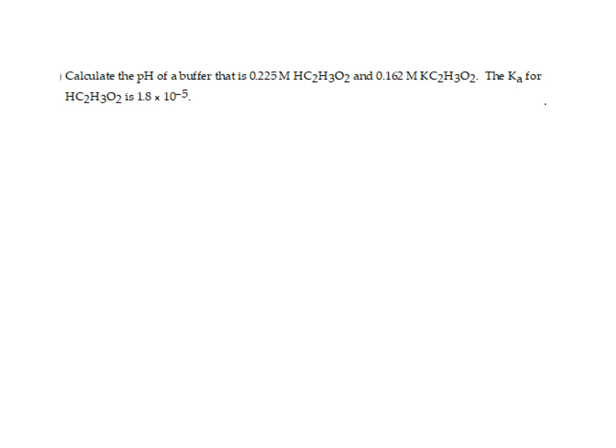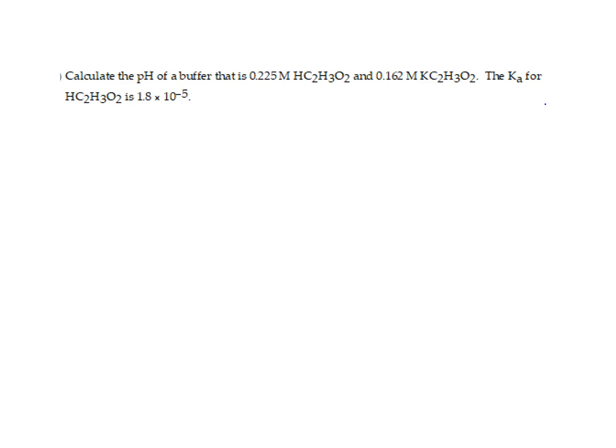So the first problem here is calculate the pH of a buffer that is 0.225 moles per liter, or molar, acetic acid, which is our HC2H3O2, and 0.162 molar potassium acetate. So right out the gate, when we're looking at this, we see we have a weak acid with our acetic acid, and we have a salt of the conjugate base of that weak acid with our acetate. And we are given a Ka for acetic acid, which is 1.8 times 10 to the minus fifth. So the question is, how do we calculate pH of this buffering system?